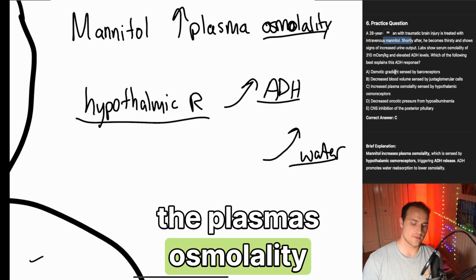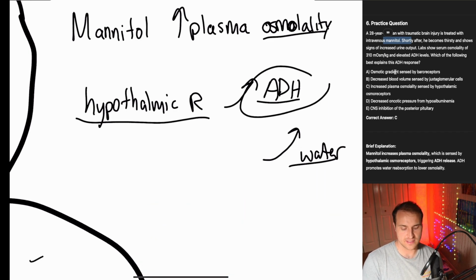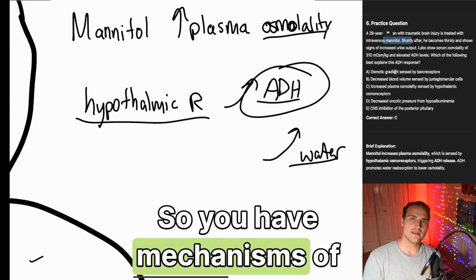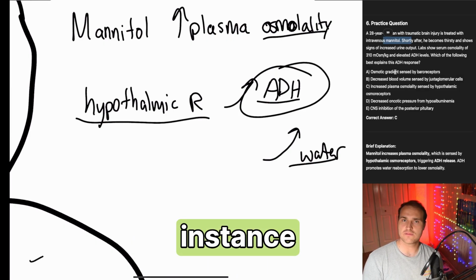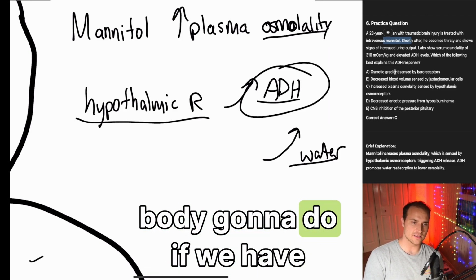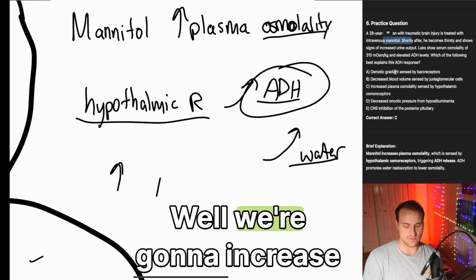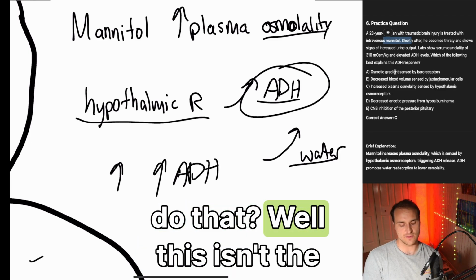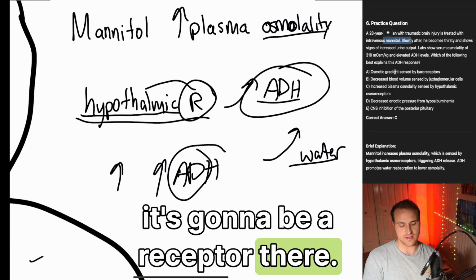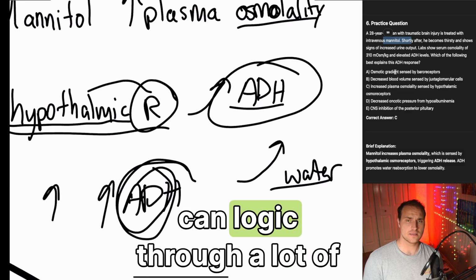So the plasma osmolality increases, and what do we do with the ADH to compensate? Increase. High yield on Step 1 is homeostasis, right? So you have mechanisms of tissue growth, hyperplasia, for instance, increasing the number. The body responds, right? And so what is the body going to do if we have increased osmolality? Well, we're going to increase the ADH. And what's going to do that? Well, this is in the hypothalamus, where we can cause these things to happen. And so it's going to be a receptor there. Boom, increase ADH. So you can logic through a lot of these things like that.